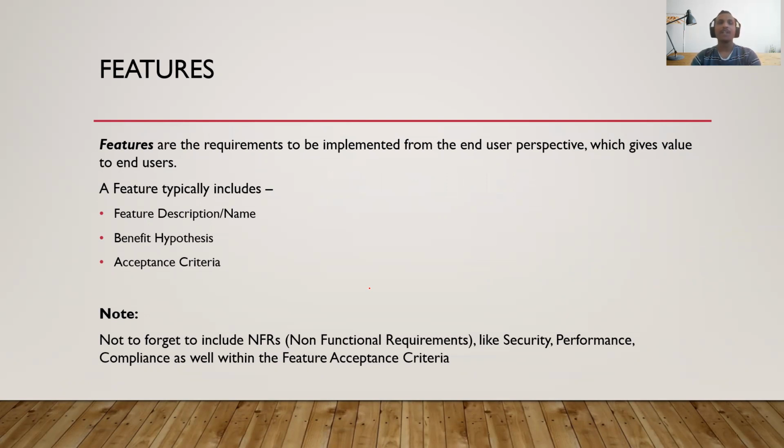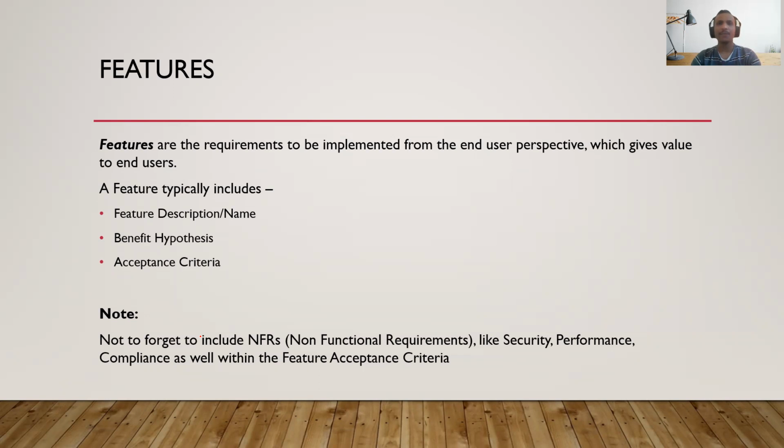So when we define a feature, it typically includes a description or a name, a benefit hypothesis, as well as the acceptance criteria. And we need to make sure we consider the non-functional requirements as part of the feature acceptance criteria. A quick overview of a non-functional requirement: the security, the compliance, or the performance of the functionality which you are about to develop and implement would be considered a non-functional requirement.